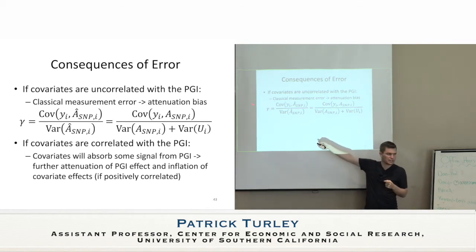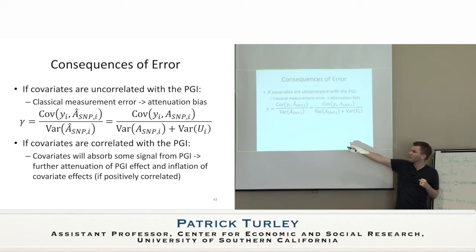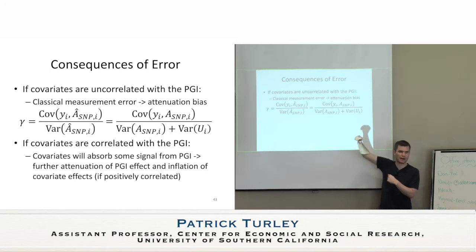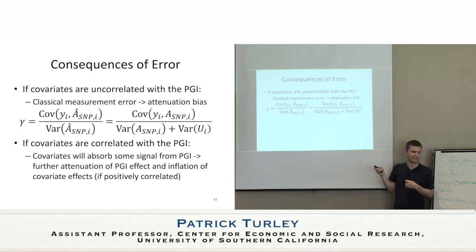So if gamma is the coefficient on the polygenic index, then if the covariates are uncorrelated with the polygenic index, that's going to be approximately equal to just the covariance of, and we already worked through this math on a previous slide. But you can notice here in the numerator, we just have the covariance of the outcome with the additive SNP factor, the thing that we want. And in the denominator, we have the variance of the additive SNP factor, the thing that we want, but then this noise term that we don't want, right? And so because this is positive, the denominator is going to be too big, which means this whole thing is going to be too small. It's going to be biased downwards, or I guess biased towards 0. I guess this thing could be negative in the numerator. So that's basically why attenuation bias works.